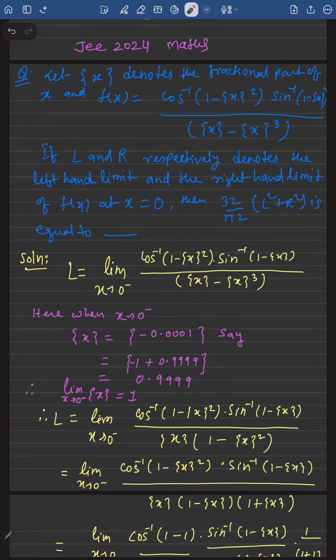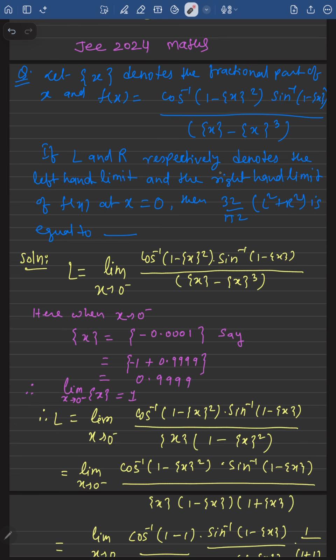This is a question from JEE 2024 Maths. Let {x} denote the fractional part of x, and f(x) = cos⁻¹(1 − {x}²) · sin⁻¹(1 − {x}) / ({x} − {x}³).